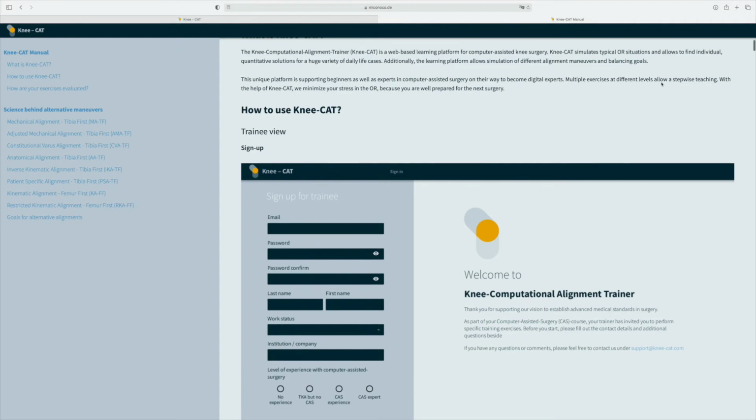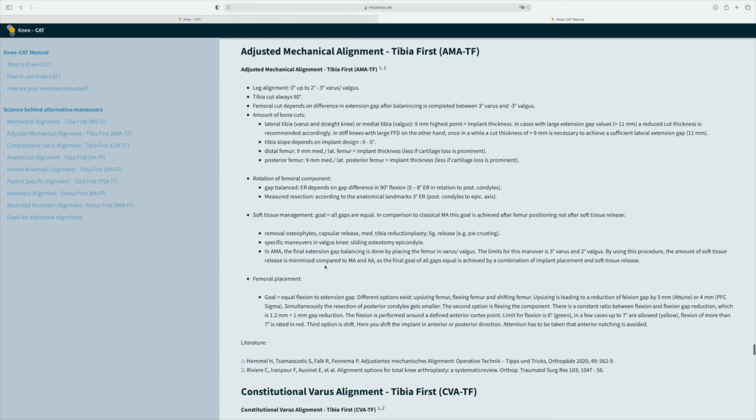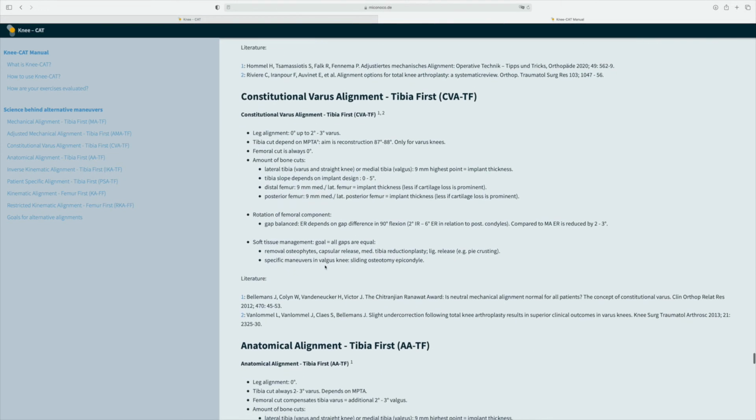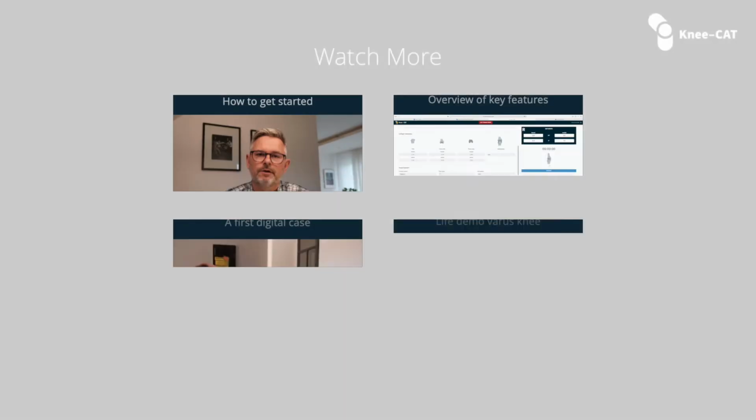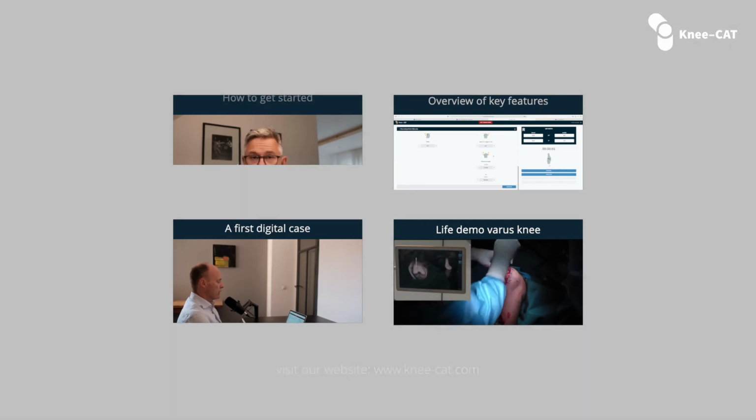And then the trainee can start? Is there any training required before starting a case? That depends a lot on the experience of the trainee. For this training, we have integrated a manual that gives all relevant information on how to use KneeCAT. And additionally, we offer training videos similar to this video.